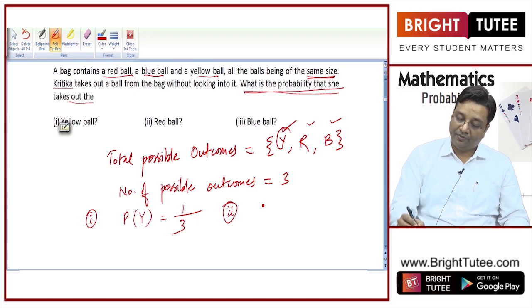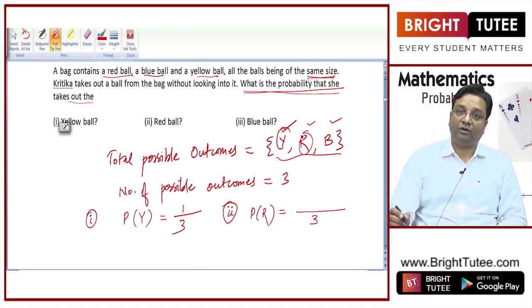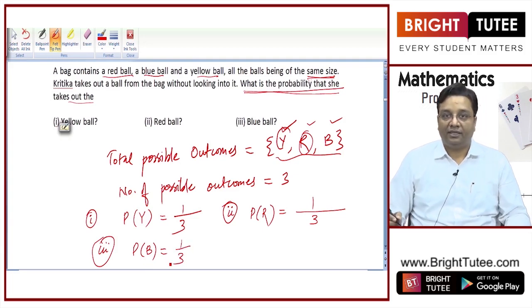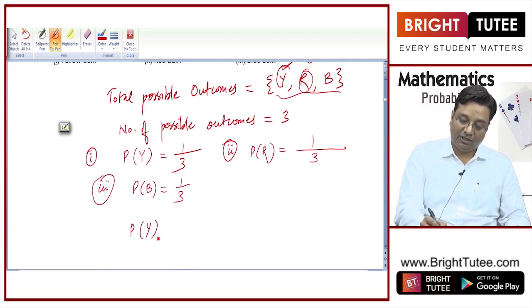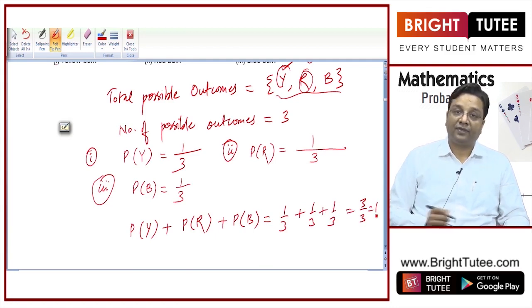Look at subpart 2, probability of taking out a red ball, possible outcomes again 3. So, in the denominator you will have 3. What is the number of favorable outcomes? It is only 1 when you get a red ball. So, 1 by 3. Third case, probability of getting a blue ball is again 1 by 3, right? These 3 are elementary events, right? And if you add these events, you will notice that it will give you 1.